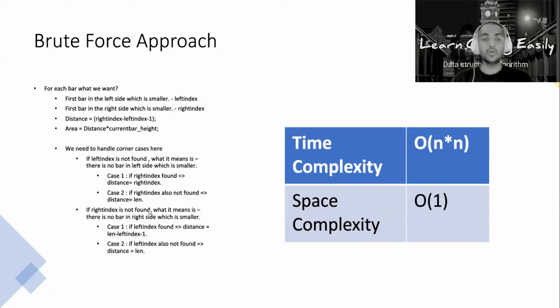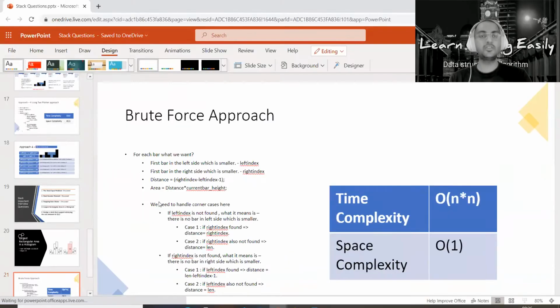If the right index is not found, what it means is there is no bar on the right side which is smaller than the current element. Again, we'll apply the same logic. If the left index is found, the width will be nothing but length minus left index minus 1. And if the left index is also not found, this case we already covered here. This is the same as case 2 of the previous case. So this is the simple logic. All right. Let us quickly jump to the coding part.